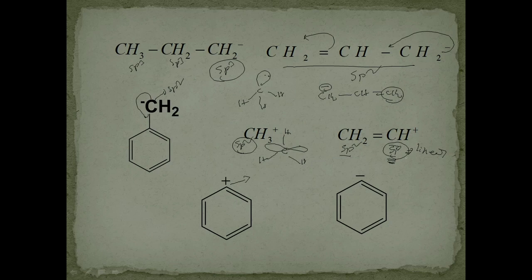Now sp means linear here, but a very important point is that this carbon is not sp, it is sp2 hybridization. Why? Because sp hybridization means it must be linear, but if it underwent sp hybridization, linearity is not possible in a 6-member ring. That's why this carbon's hybridization does not change to sp, it stays sp2.